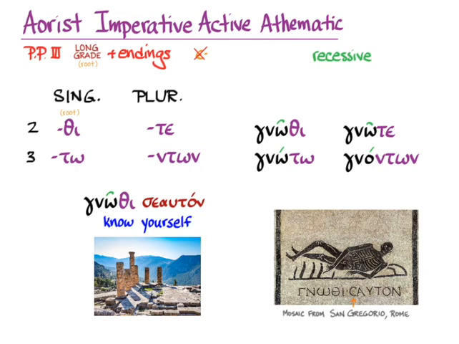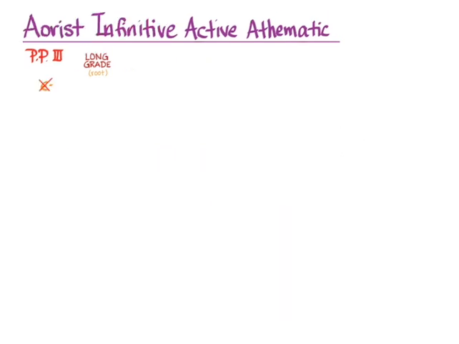Let's go on to a few more forms for gignosco's aorist. The infinitive active is again going to use the long grade, and it's going to use the ending nai that we're so familiar with for active infinitives. And when you put the accent on, you get gnonai, to know, to recognize, to perceive.